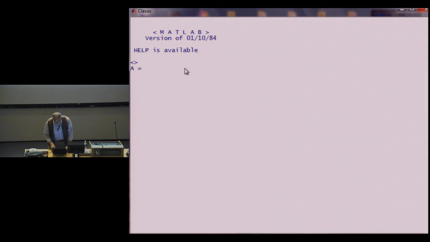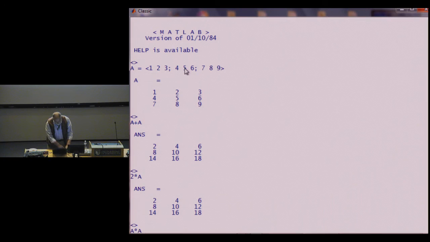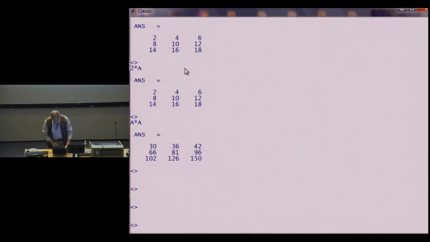I can type in a matrix. We used angle brackets back then. 1, 2, 3, 4, 5, 6. I'm not very good at typing in public. Wolfram can give an entire hour talk without making a typing mistake. I can't do that. So there's a matrix. You can do matrix addition. There it is. You can multiply by scalars. That's the same thing. You can do matrix multiplication, A times A. And that's doing matrix multiplication like this. And then you can do array multiplication, A point times A. Sorry, I won't do much typing. Sorry, I'll be more careful. And that multiplies each element by itself.